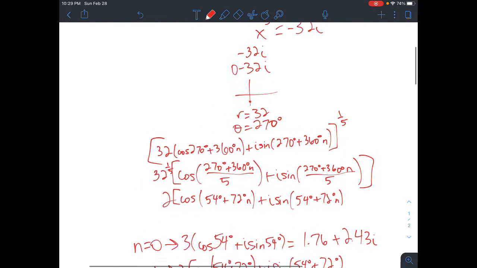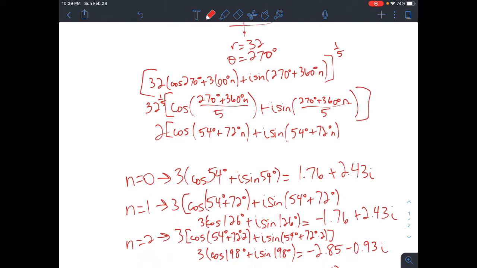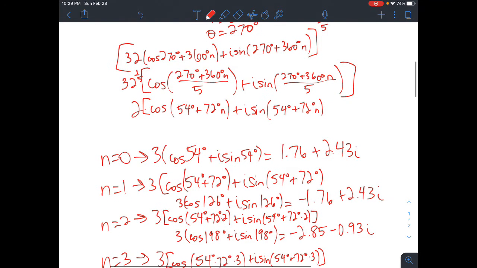And then I set up my problem using De Moivre's theorem, and I had the fifth root of 32 times cosine of 270 degrees plus 360 degrees n plus i sine of 270 degrees plus 360 degrees n. Then I took the fifth root of 32, and then using De Moivre's theorem, I divided the angle values by 5, and I was left with 2 times cosine of 54 degrees plus 72 degrees n plus i sine of 54 degrees plus 72 degrees n.